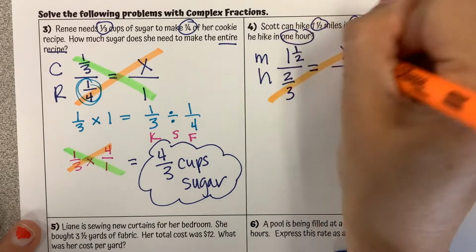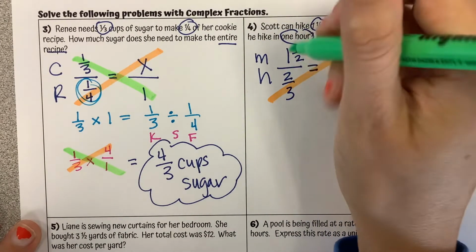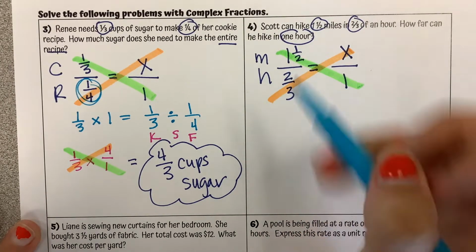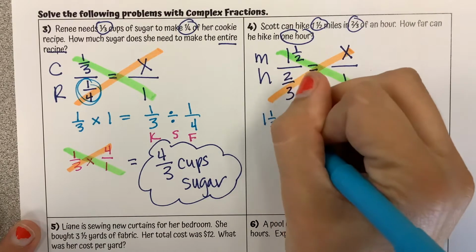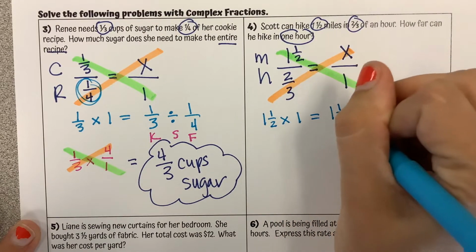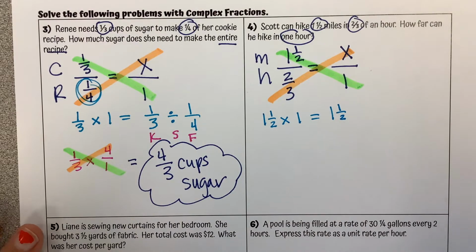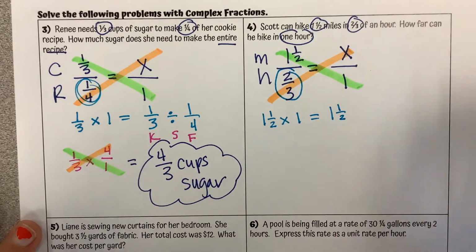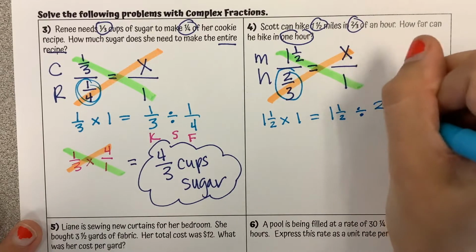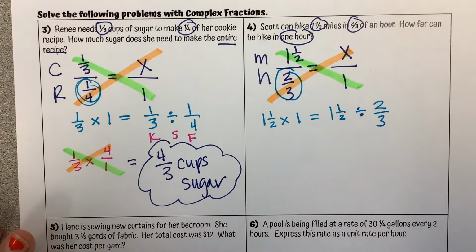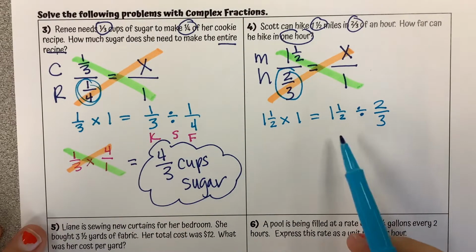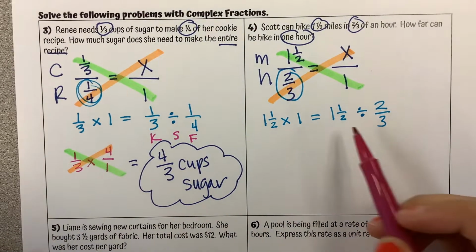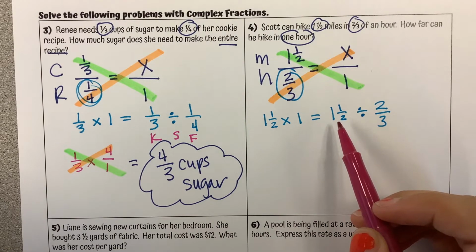Now we've got a proportion that we can solve. The diagonal that has two numbers in it is this one right here. So we're doing 1.5 times 1, which is just 1.5. We divide by the number that's in the same diagonal as the variable. So we're going to divide by 2/3. Here we have an extra step because now we have a mixed number. So before I can actually keep it, switch it, flip it, the first thing I need to do is convert any mixed number into an improper fraction.